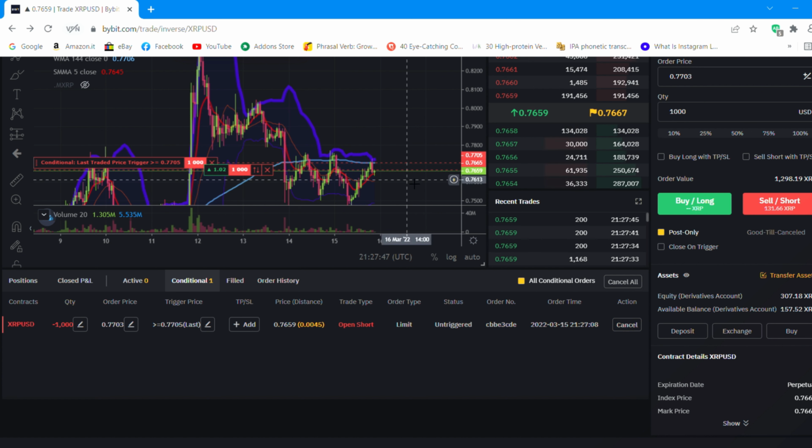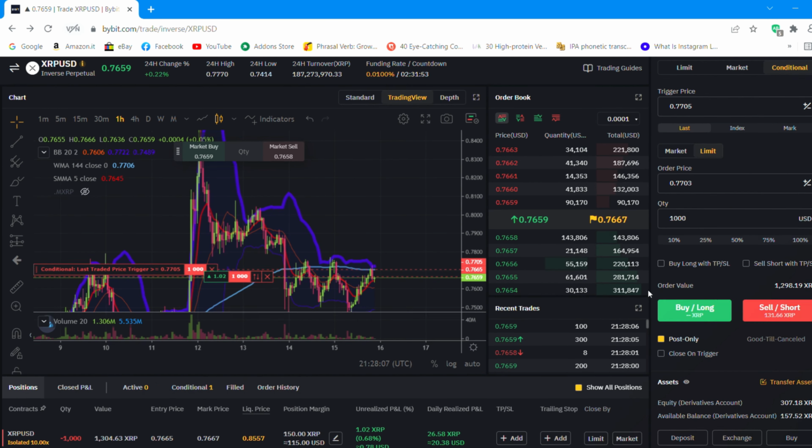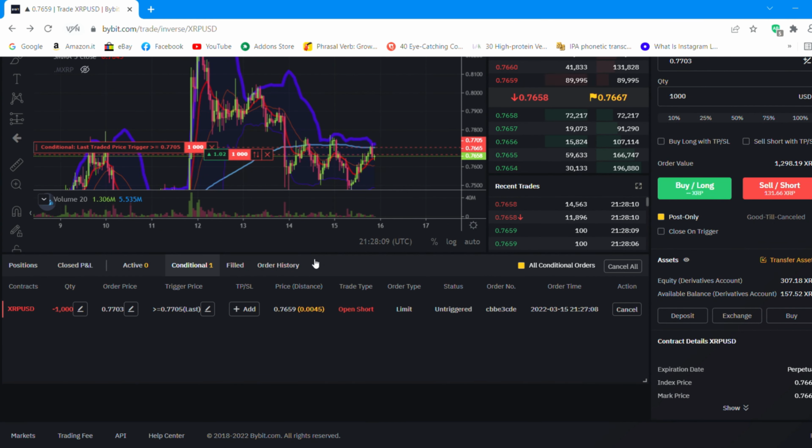So that would be the order that I would advise any beginner to practice. Use conditionals. I know they might seem a little bit less user-friendly, but it's not really that hard. Just look at the trigger, set the limit, set the quantity. And in this way, you are patiently waiting for your confirmation of the trade rather than emotionally or reactively going in.